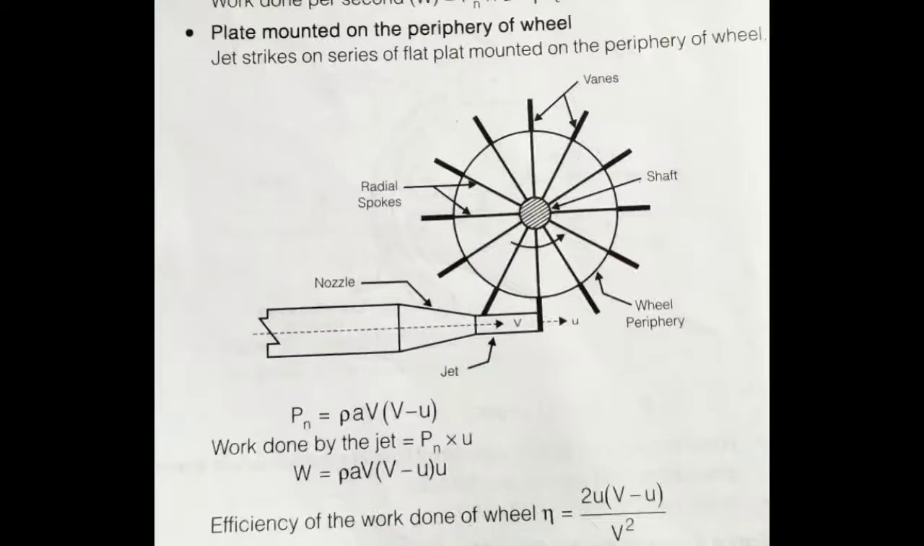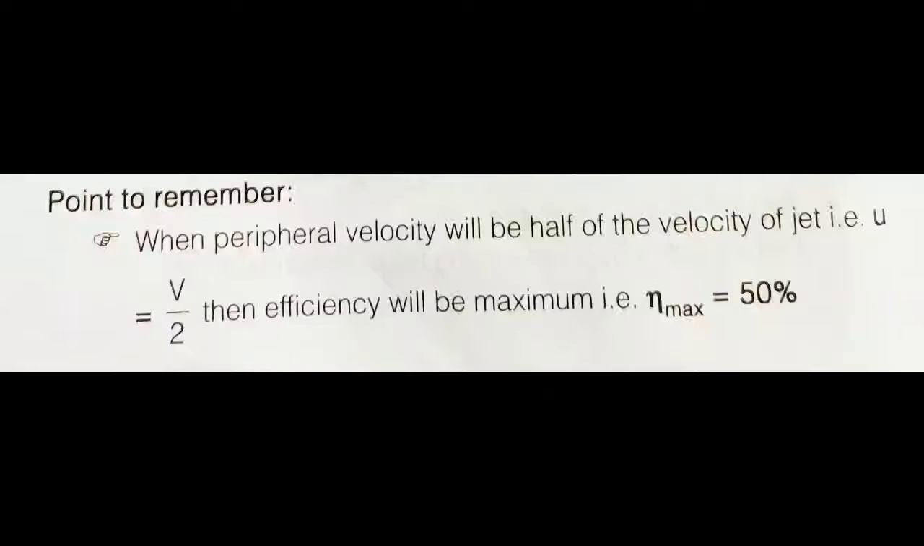Efficiency of work done of the wheel, that is eta equal to 2u into (v minus u) by v square. Point to remember: when the peripheral velocity is half of the velocity of the jet, that is u equal to v by 2, then the efficiency will be maximum, that is eta max is equal to 50%.